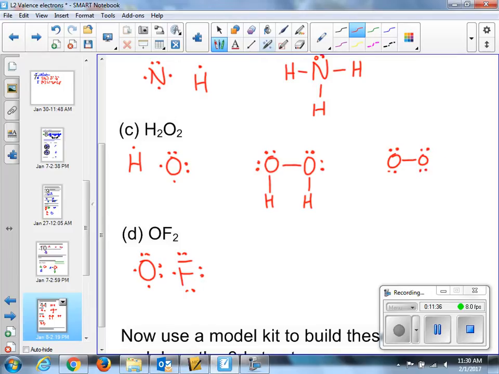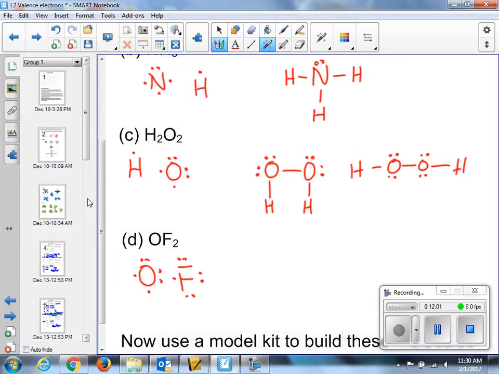As long as you have 2, don't redraw anything. You could have had one hydrogen going up, one going down. Like you could have had, instead of here, a lone pair there. And then this one going up. As long as you have 2 lone pairs of electrons on an oxygen and 2 bonds, you're good. They're equivalent. And more about the 3D structures as we go on.